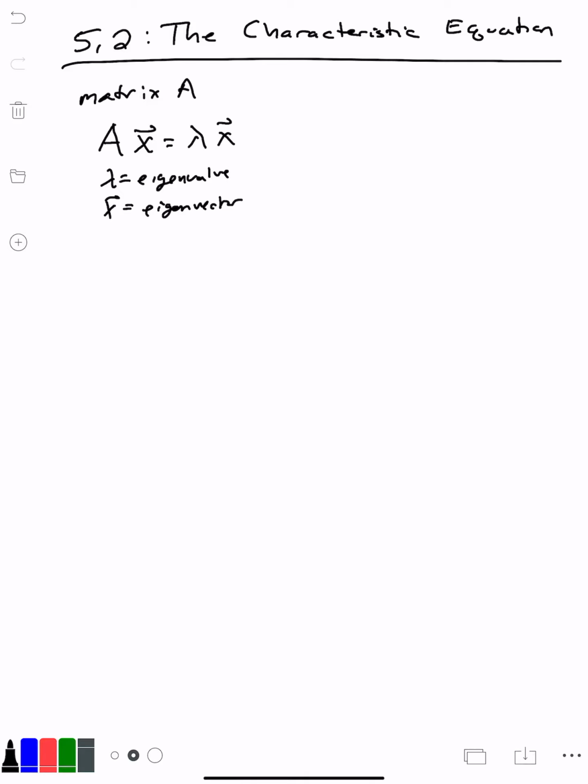Now there was something I didn't mention before, and the only thing is that your x vector has to be not the 0 vector. Otherwise it's not really in the same direction because they're just 0 everywhere. It doesn't really help anything.